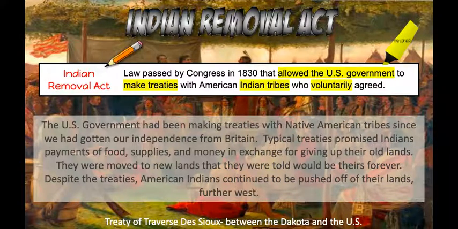So the Indian Removal Act was a law that was passed by Congress in 1830, and it allowed the U.S. government to make treaties with American Indian tribes who voluntarily agreed. The Indian Removal Act allowed the U.S. government to make treaties with Indian tribes on a volunteer basis. They were not supposed to be able to force Indian tribes to sign treaties. Remember, a treaty is a peace agreement between two different parties.